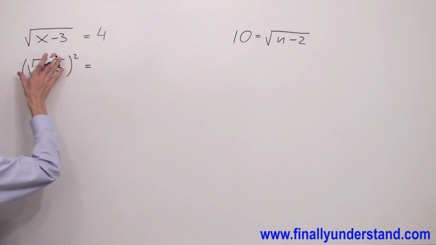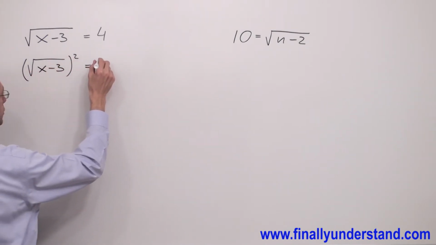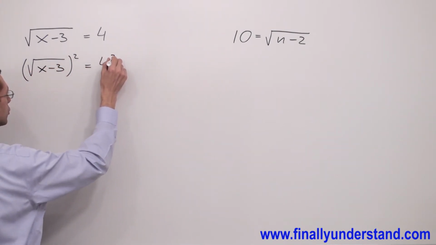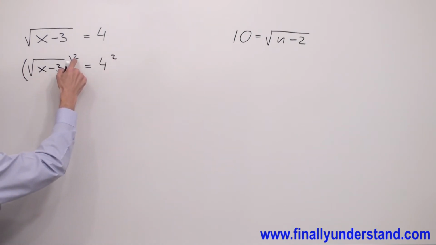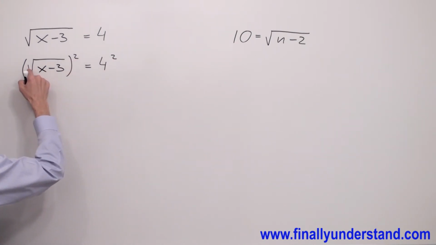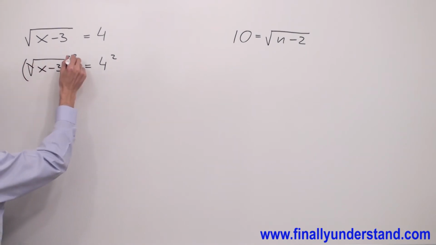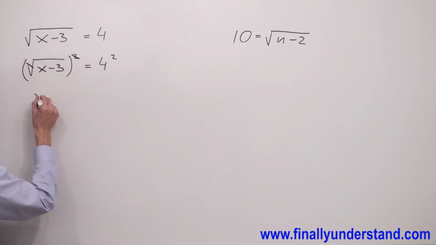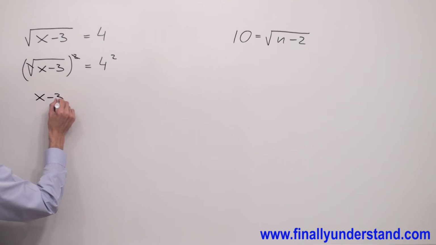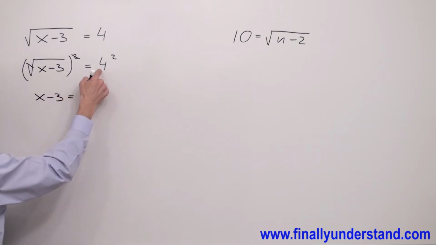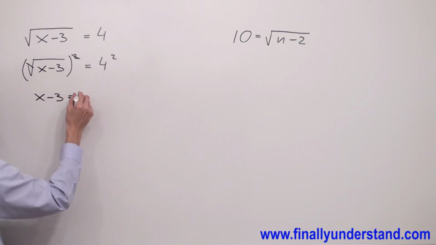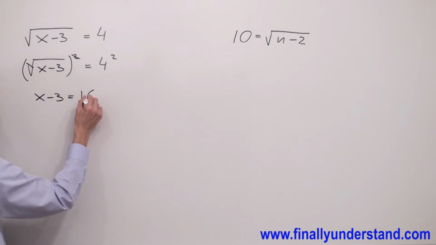Whatever I did on the left side, I have to do also on the right side. So I'm going to have 4 to the second power. This exponent is going to eliminate my radical. That's why I'm going to have x minus 3 equals 4 to the second power, which is equal to 16.